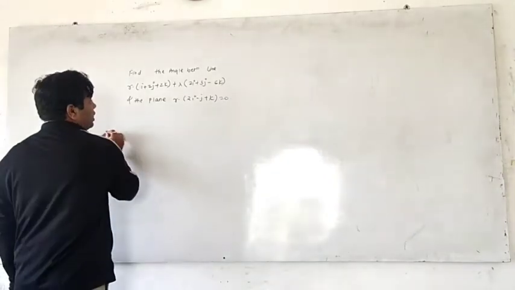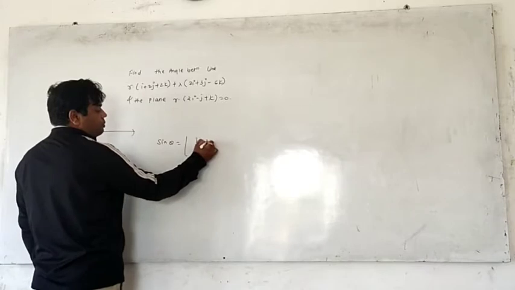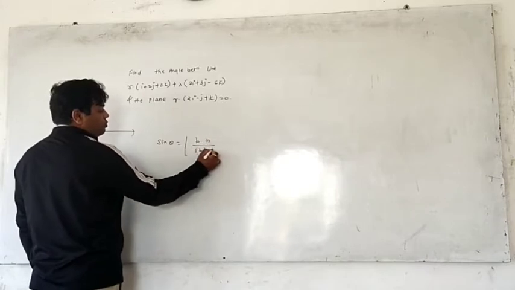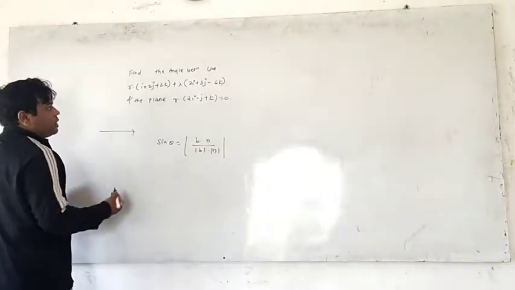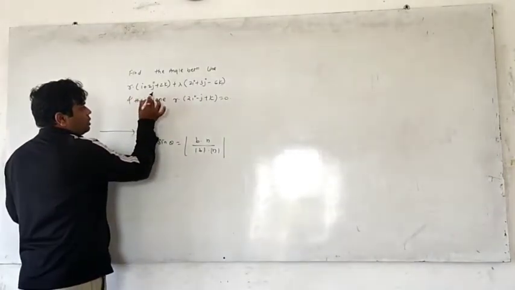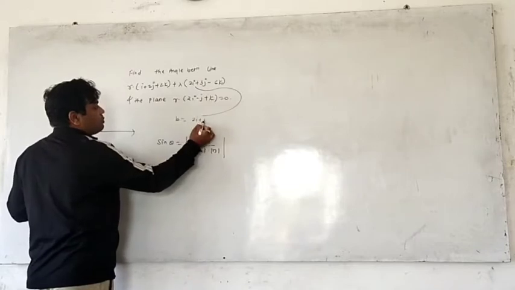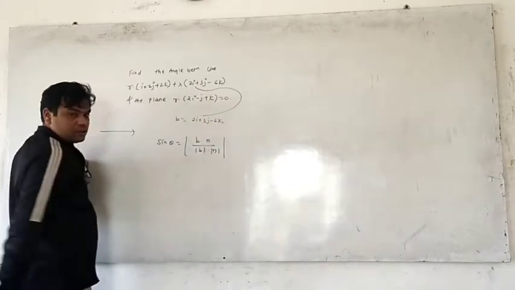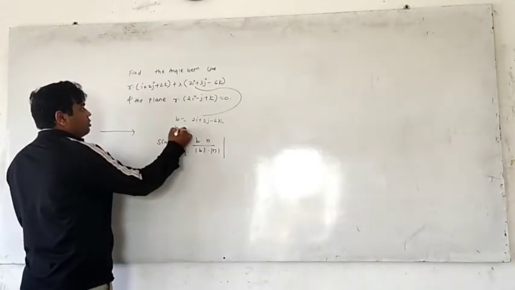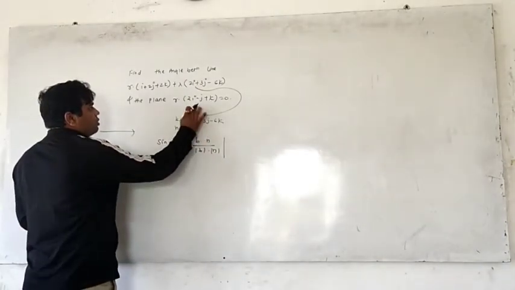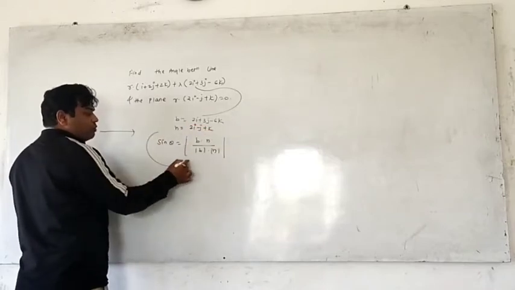The angle between a line and a plane, the formula is sin theta is equal to mod of b bar dot n upon mod of b into mod of n. Here b is 2i plus 3j minus 6k, and n is 2i minus j plus k. We have to put in the formula.